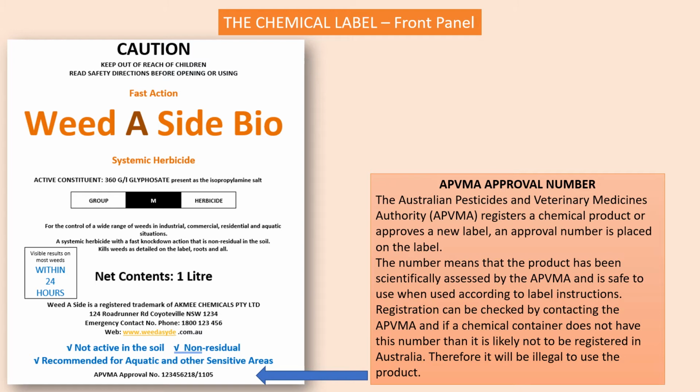The Australian Pesticides and Veterinary Medicines Authority, or Apvma, registers a chemical product or approves a new label. An approval number is placed on the label. The number means that the product has been scientifically assessed by the Apvma and is safe to use when used according to label instructions. Registration can be checked by contacting the Apvma, and if a chemical container does not have this number, then it is likely not to be registered in Australia. Therefore, it will be illegal to use the product.